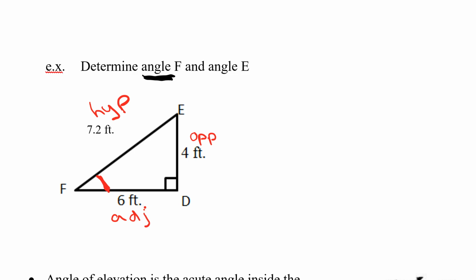So now I've labeled this, I'm going to pull up my formula. Tan of F equals opposite over adjacent. Plug in what I know. I don't know my angle, so I've got tan of F equals, my opposite is 4 and my adjacent is 6.